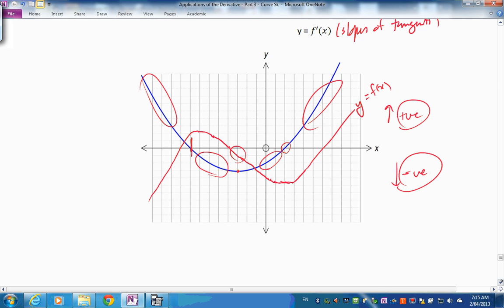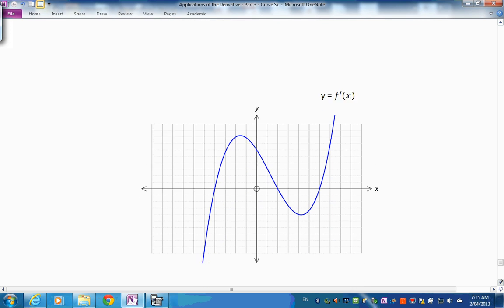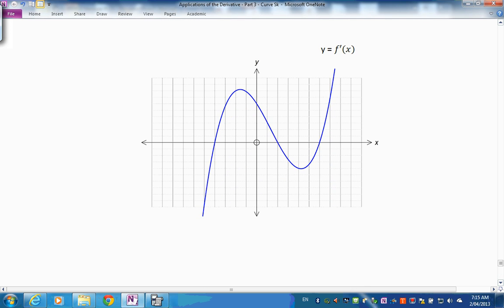Alright, let's do another one. We want the graph of the function now given this one. So let's have a look. Remember, these are slopes of the tangents. That's a positive and this is a negative. Alright, so in this one now, what have we got? We've got negative slopes, then it's a 0. So okay, so it's going to come down, be 0 there. Then it goes to positive slopes.